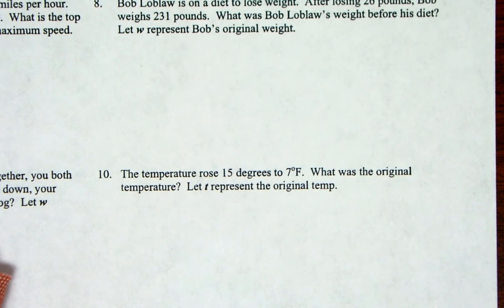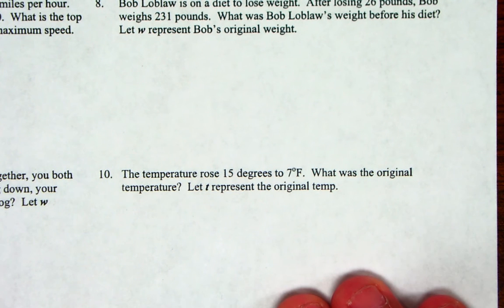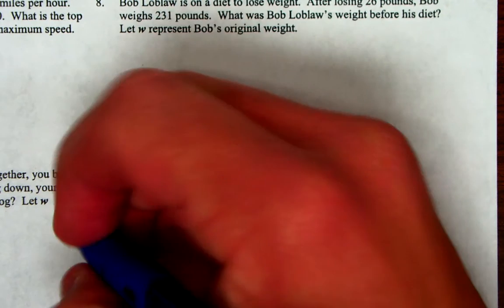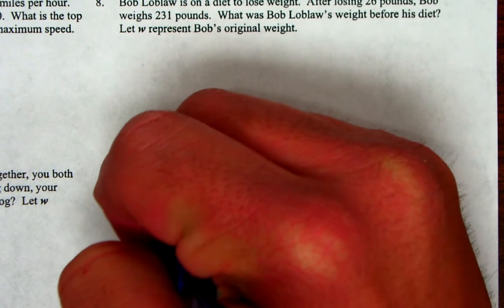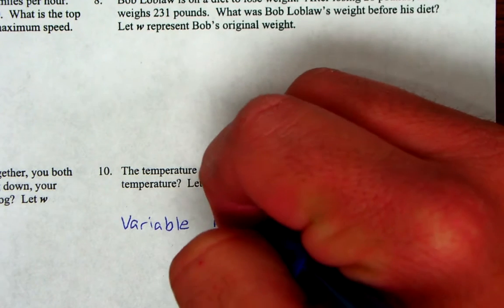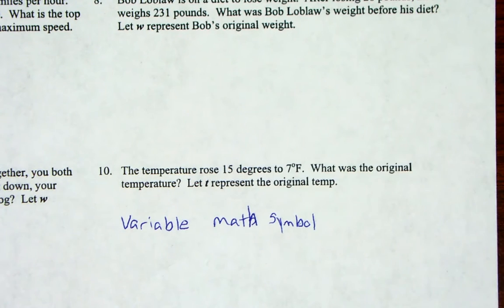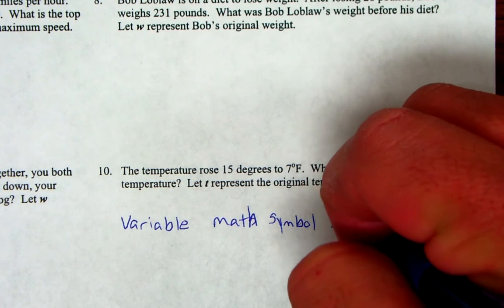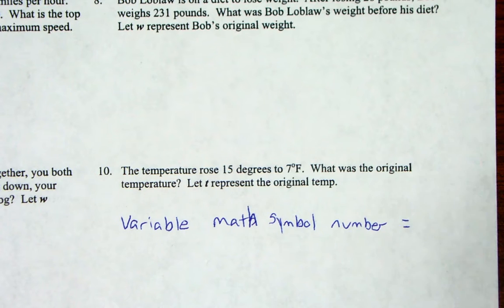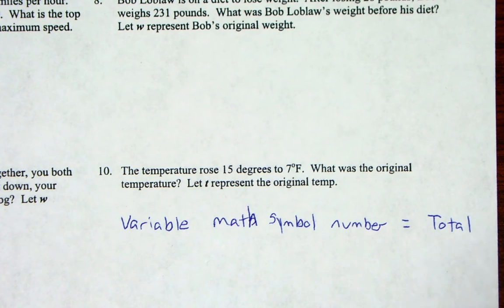The temperature rose 15 degrees to 7 degrees Fahrenheit. What was the original temperature? Let T represent the original temperature. Well, once again, my ingredients: I need a variable, a math symbol, then a number, then my equal sign, and then my total amount. Start with your variable. Oh, it's right here. T. T represents the original temperature.